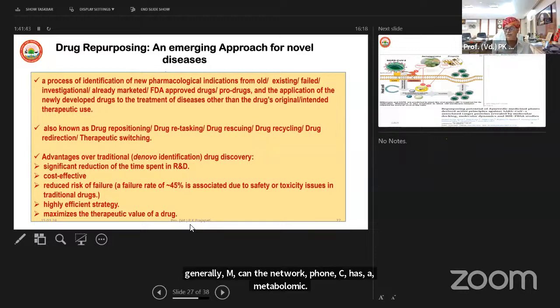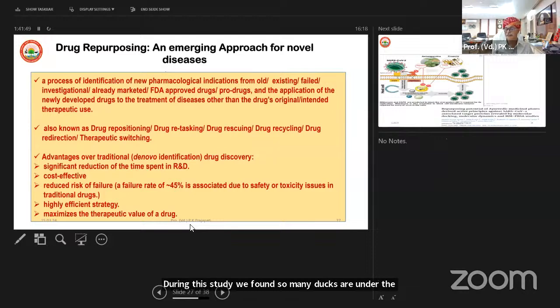During this study we found so many drugs are under repurposing. We have searched so many activities, but the main activity is aside, and there are so many other activities that also come in the form of outcomes.